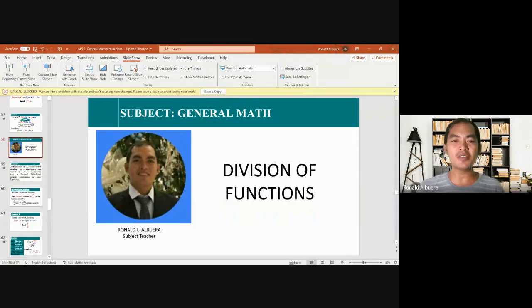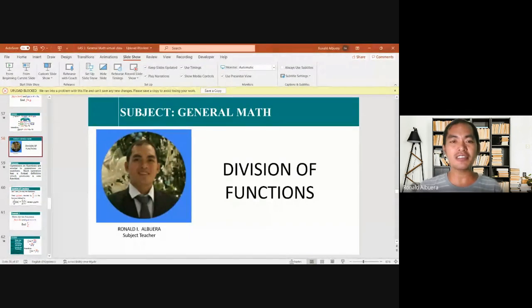Pag-aralan natin tungkol sa operations on functions. Mayroong apat na operations on functions, namely addition, subtraction, multiplication, and division. Ang ating pagtutuunan ngayon ay tungkol sa division on functions. Division of functions. So, we have an overview.